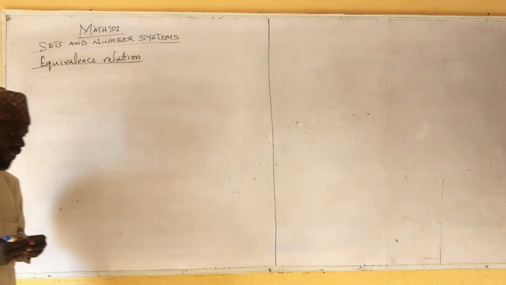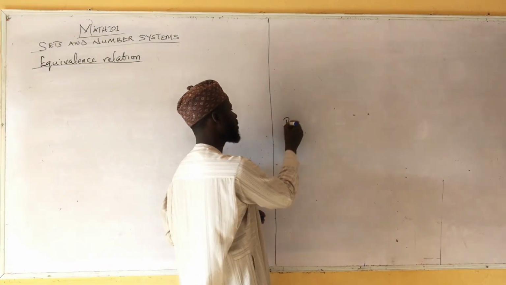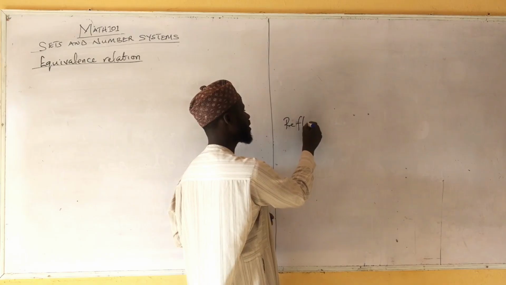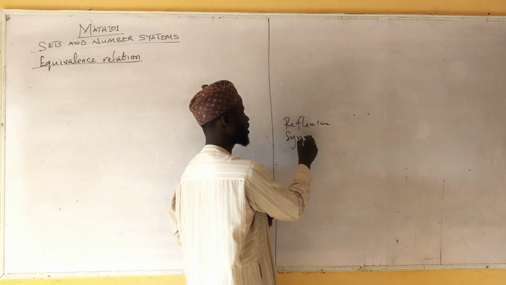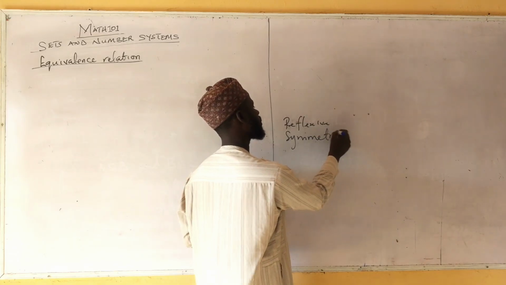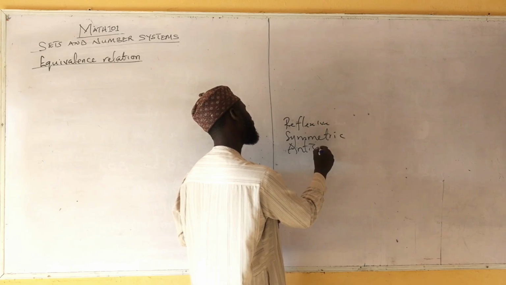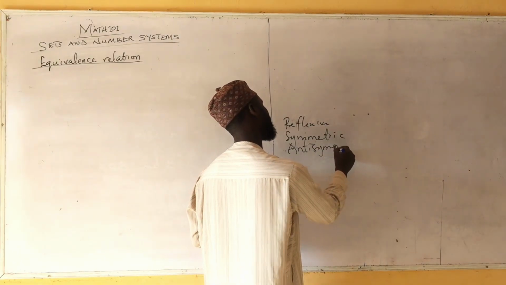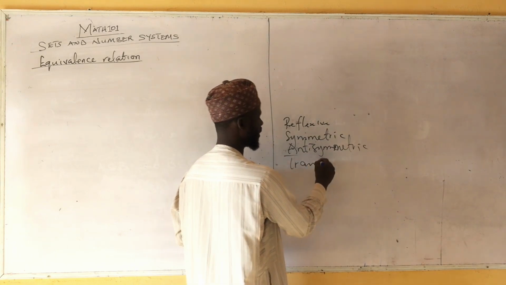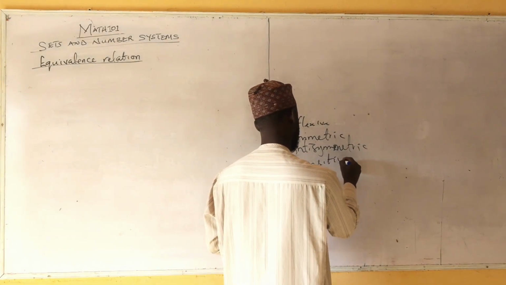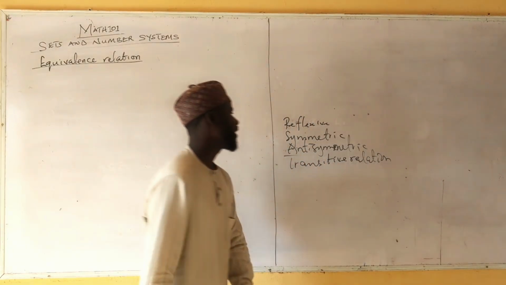So remember, in our last video, we looked at types of relation, where we saw the reflexive relation, the symmetric relation, the anti-symmetric relation, and the transitive relation. And what do we say these are?